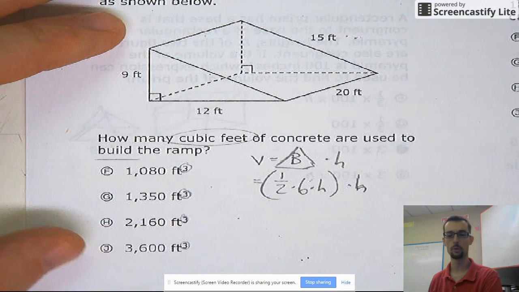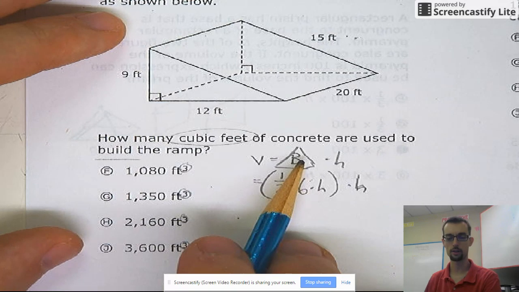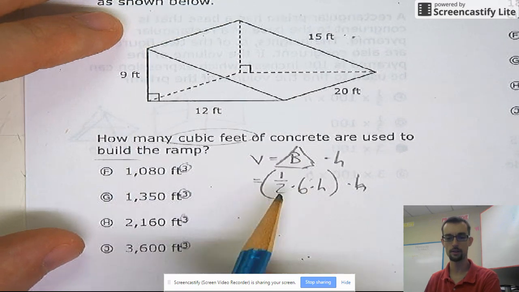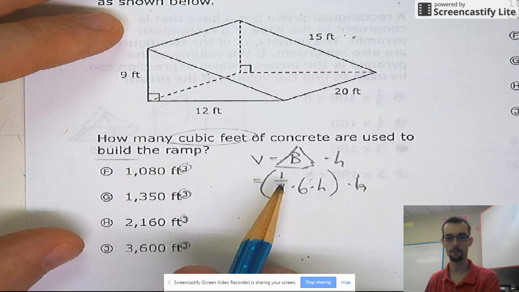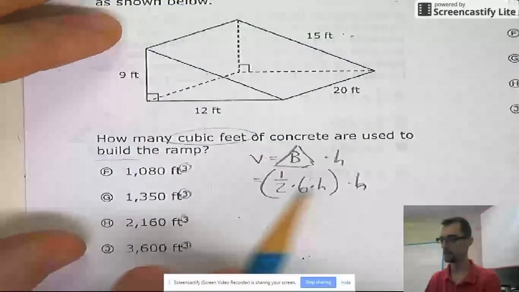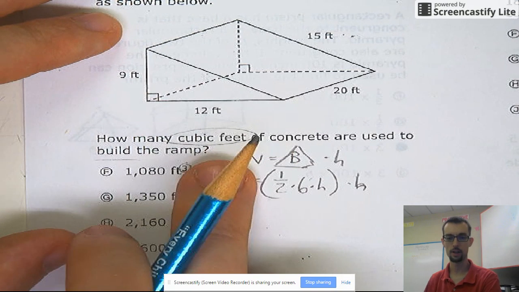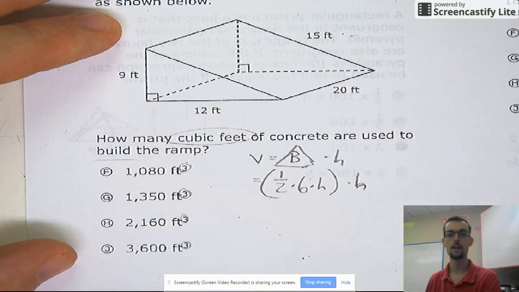Now, real quick here, I want to point something out. If this weren't a triangle, if this were a rectangular base, everything would be the same except there wouldn't be a half right here, right? Because your formula for the area of a rectangle is just base times height. For a triangle, you take 1/2 of that. Okay, so here's what I'm thinking.